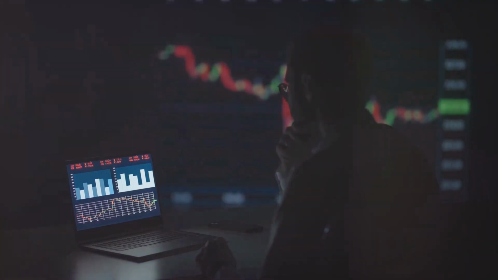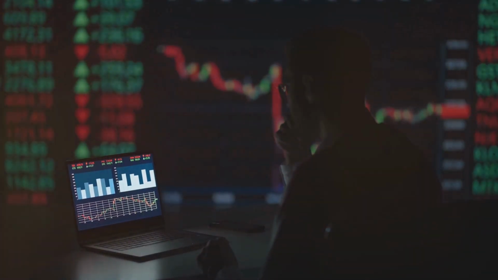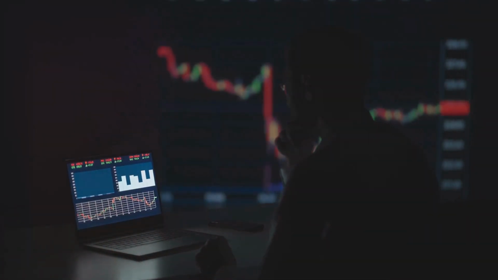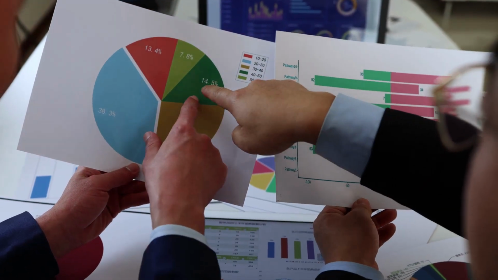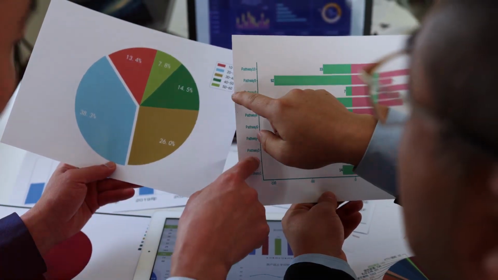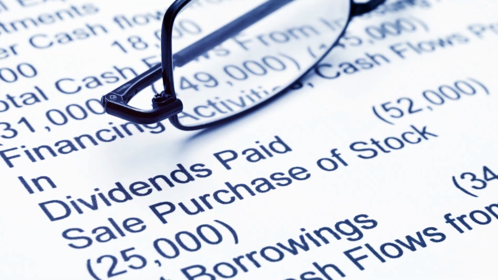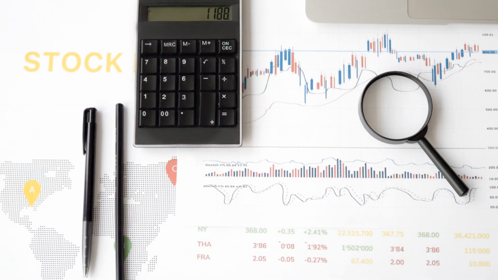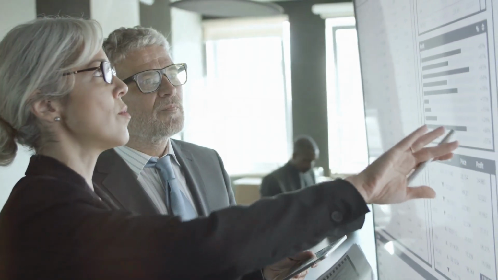Cash flow statement. The cash flow statement shows the inflows and outflows of cash within the company. It helps investors understand how well the company generates cash to meet its debt obligations and fund its operations. The main sections are operating activities, which is cash flow from core business operations, investing activities, which is cash flow from buying and selling assets, and financing activities, which is cash flow from issuing and repaying debt and equity.